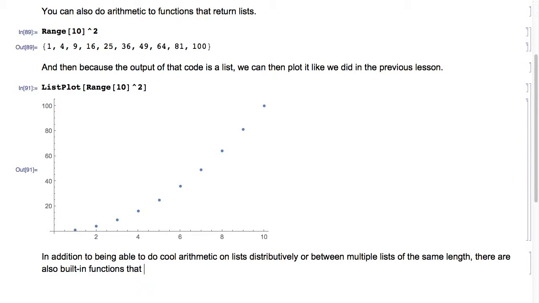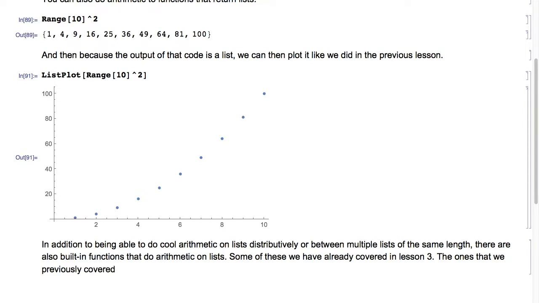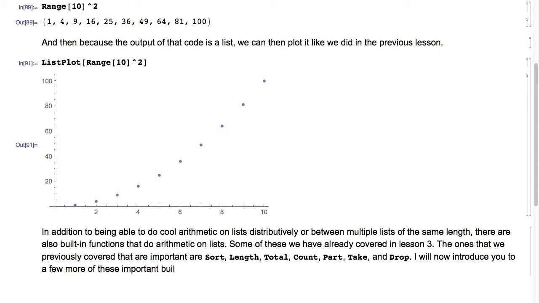In addition to being able to do cool arithmetic on lists distributively, or between multiple lists of the same length, there are also built-in functions that do arithmetic on lists. Some of these we already have covered in lesson 3. The ones that we have previously covered that are important are Sort, Length, Total, Count, Part, Take, and Drop. I will now introduce you to a few more of these important built-in functions.